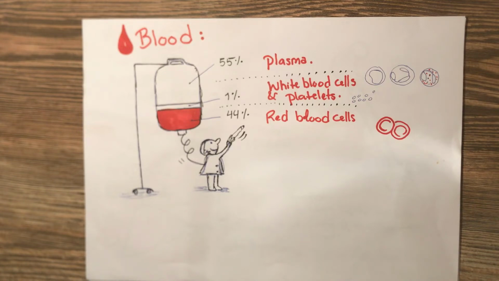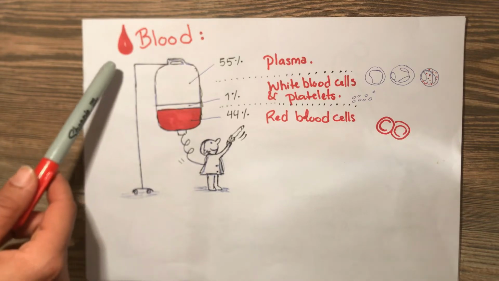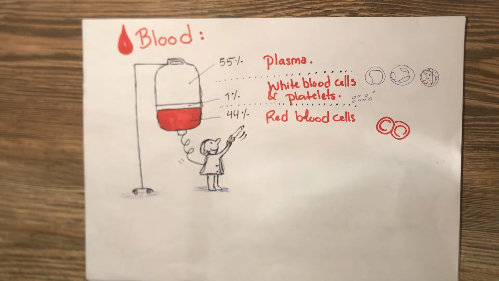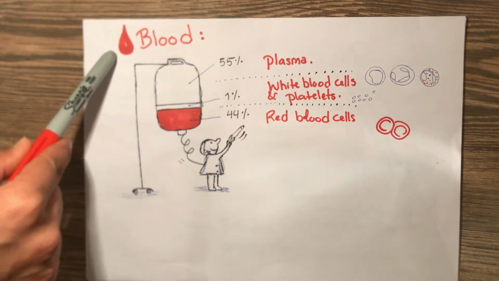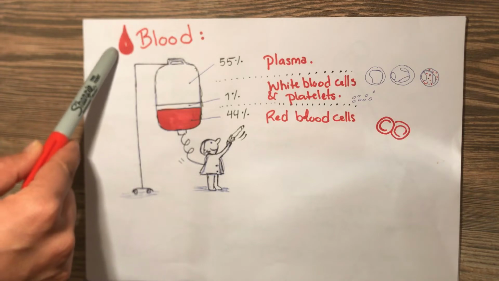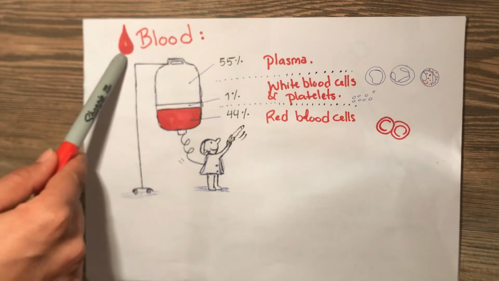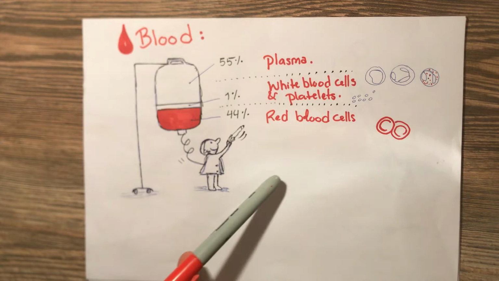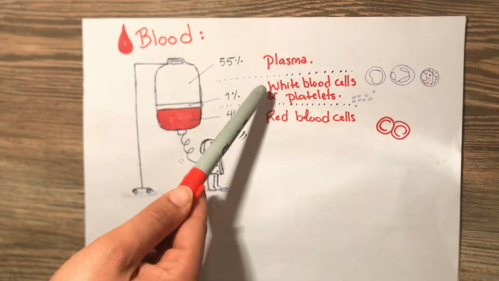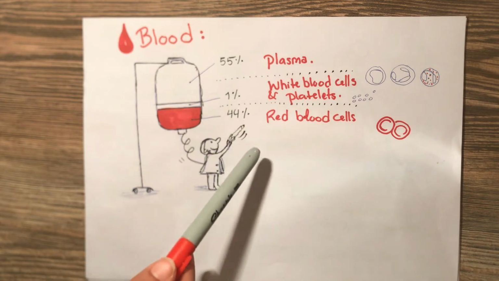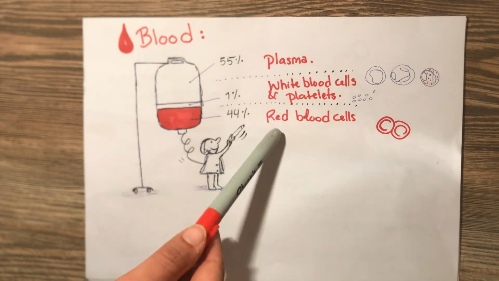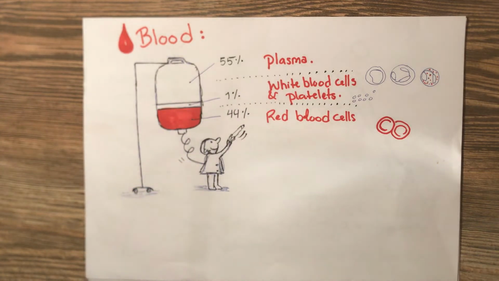Today we'll be talking about the blood. The blood is the fluid passing through the heart and the blood vessels. And we all know that the color of blood is red. Today we'll explain why it's red, what the components of the blood are, what the function of each component is, and where all these components are produced.